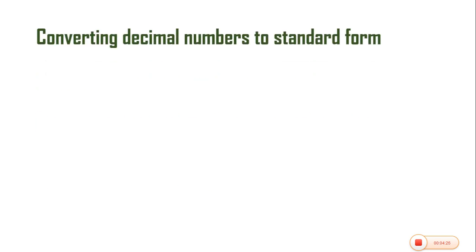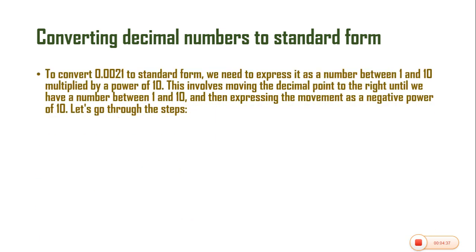Let's take another example. Converting decimal numbers to standard form. We were converting whole numbers in the previous examples. Now we want to convert decimal numbers to standard form. To convert 0.0021 to standard form, we need to express it as a number between 1 and 10 multiplied by a power of 10. This involves moving the decimal point to the right until we have a number between 1 and 10, then expressing the movement as a negative power of 10. Let's go through the steps.